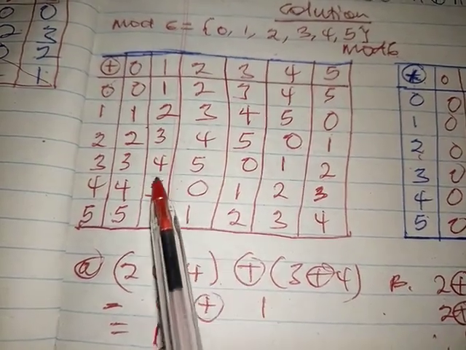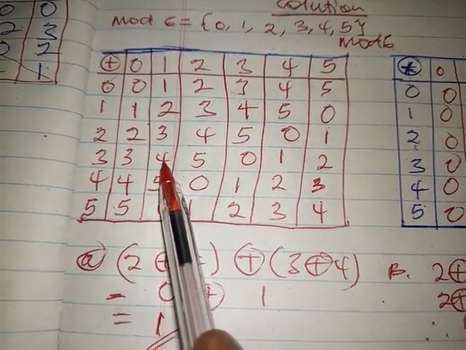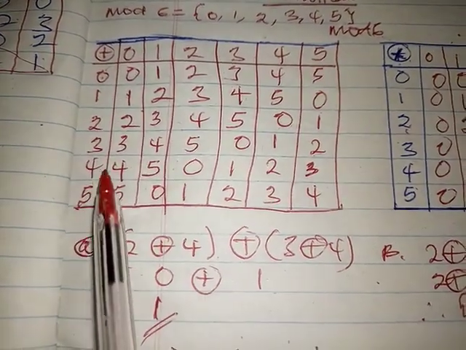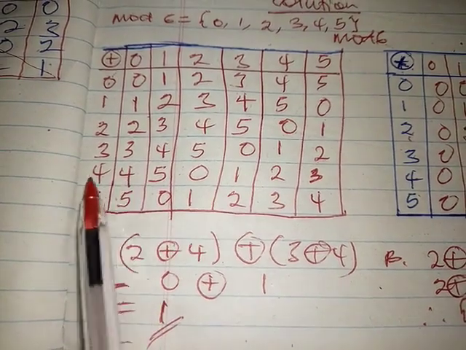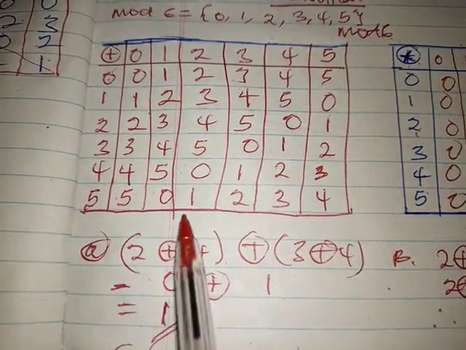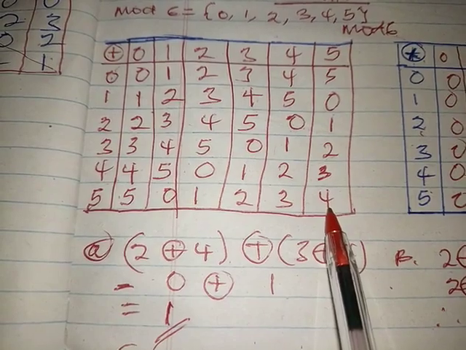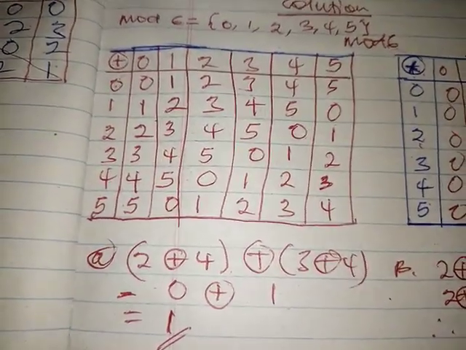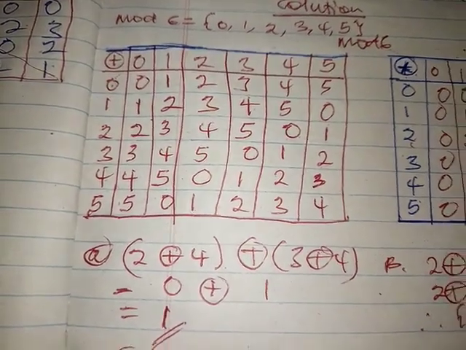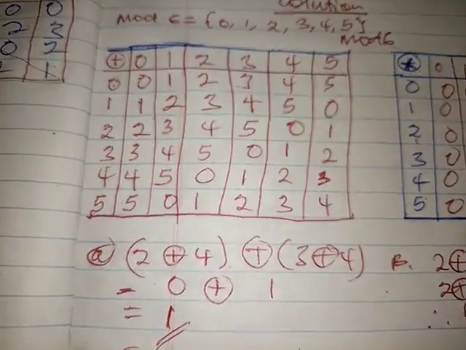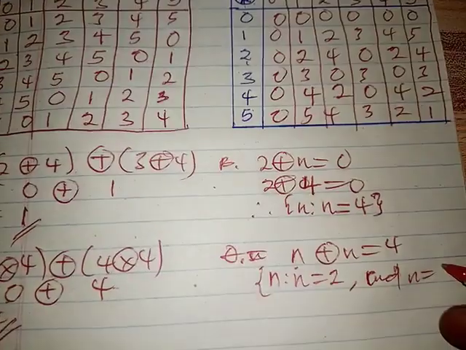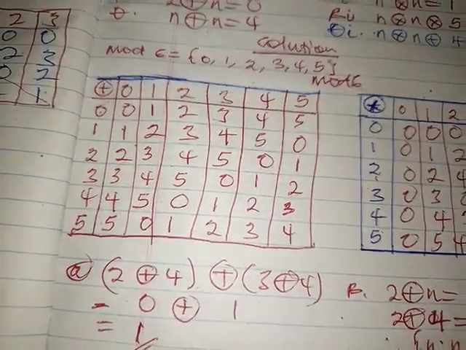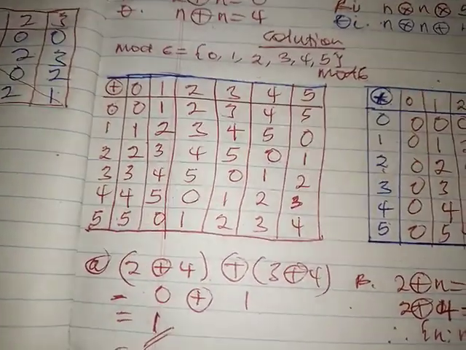So let's go to the next 4. The next 4 can be seen here, and it's coming from 3 plus 1. So we don't like this. The next one is this 4, and this 4 is coming from 4 plus 0. We don't like that. Now the last 4 is here, which can be seen from 5 plus 5. So n is 2, and you can say n is also 5. So these are the only 2 instances whereby we had 4 as our answer.